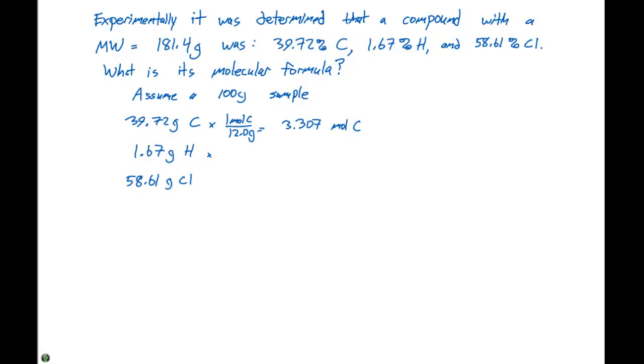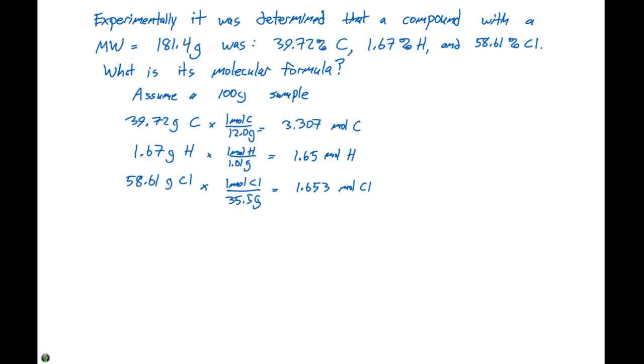We have 1.67 grams of hydrogen. We need to convert that over to moles. For every 1 mole of hydrogen, we have 1.01 grams. This gives us 1.65 moles of hydrogen. Lastly, we need to convert the 58.61 grams of chlorine over to moles. For every 1 mole of chlorine, there's 35.5 grams. This gives us 1.653 moles of chlorine.